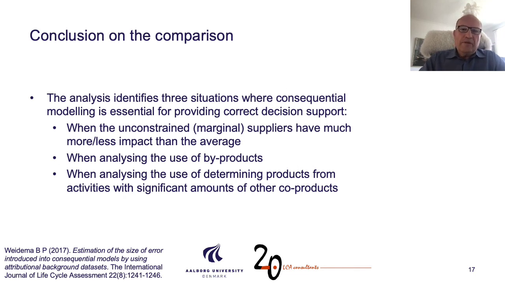So the conclusion in this comparison is that we've identified 3 situations where consequential modeling is essential for providing correct decision support. First one is when the unconstrained marginal suppliers have much more or less impact than the average. Secondly is when you're analyzing the use of byproducts. And the third is when you're analyzing the use of determining products from activities with significant amounts of other co-products. So this is all documented in the article in the International Journal of Life Cycle Assessment from 2017.